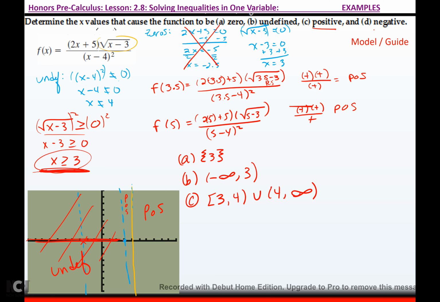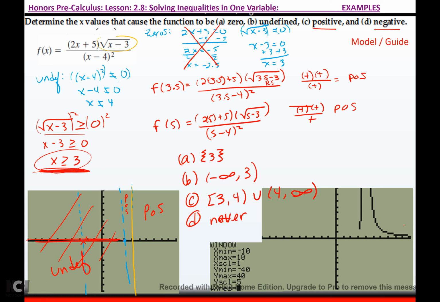And then D, where is it negative? It's not. Never. And if I look at the graph, do you see how it's never negative? It never falls below. This thing actually comes up and does this turnaround thing and comes back down. Okay, but you can see it's never negative. But there's an asymptote here at 4. This actually doesn't connect. It just goes up there, then it comes back down this way. Okay?